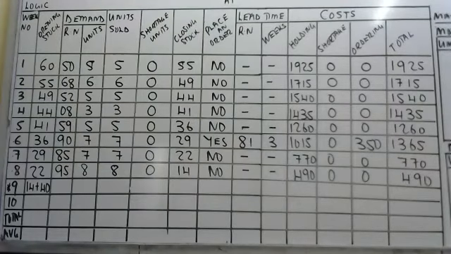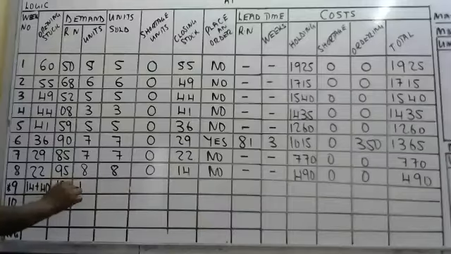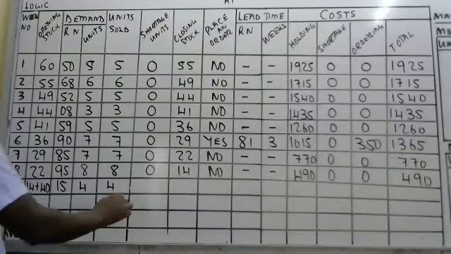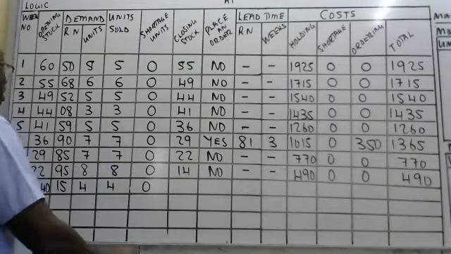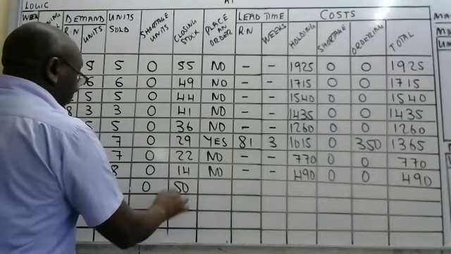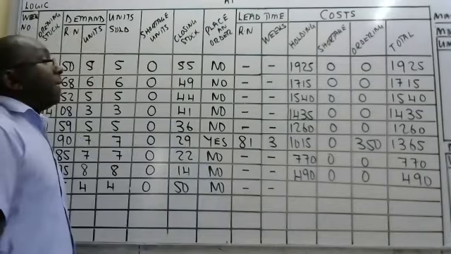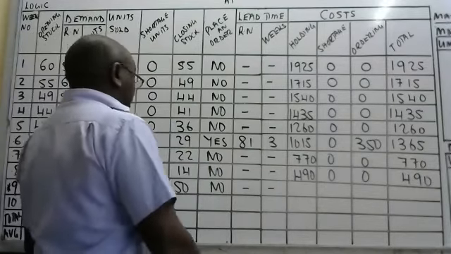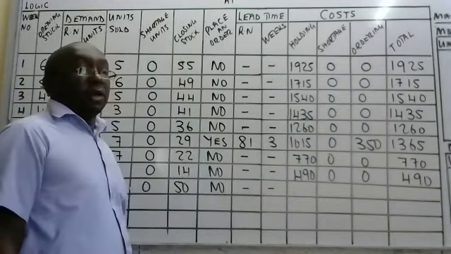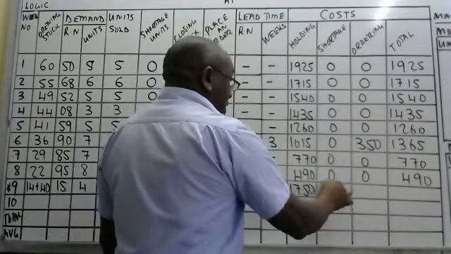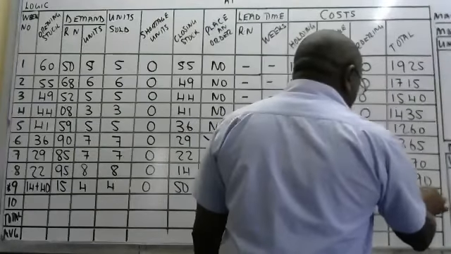Haya, from there, random number 15. So 15 gives us how many units? 4. We sell 4. No shortage. So the closing stock now will be what? 50. We place the order? No. So nothing here. Holding costs are 50 times 35. That gives us what? 1750. No shortage, no ordering. 1750.